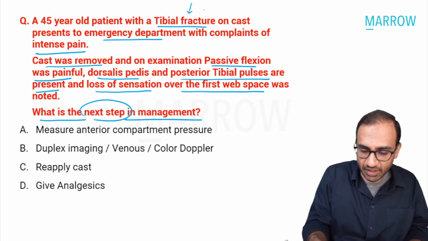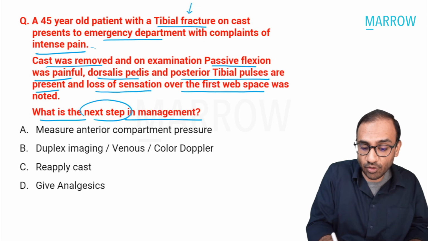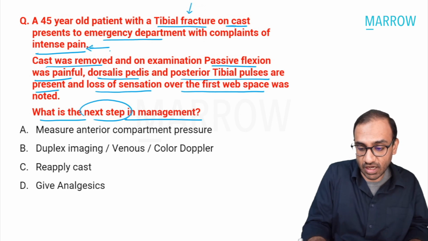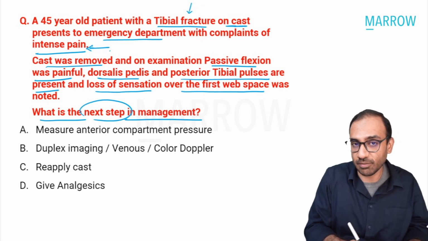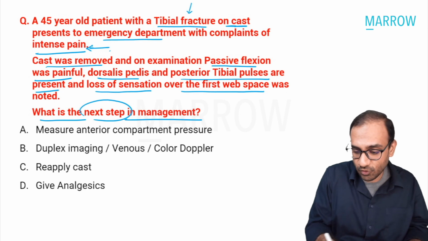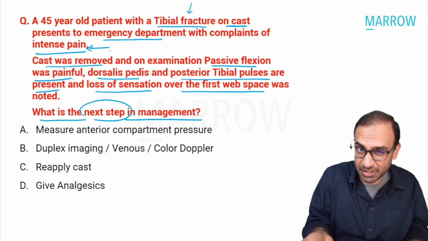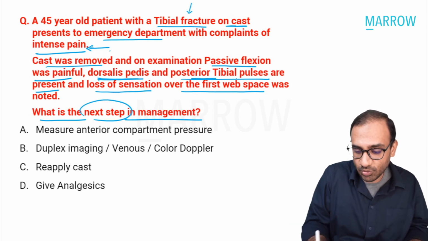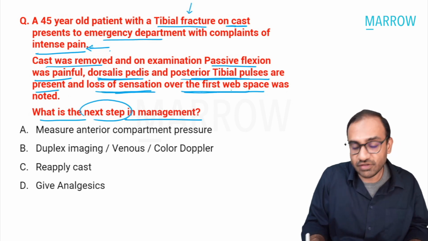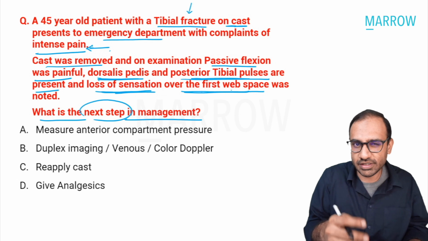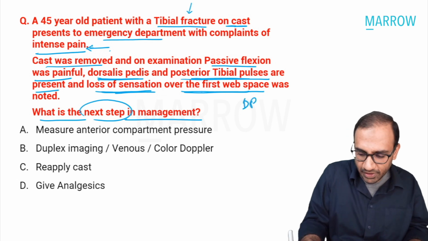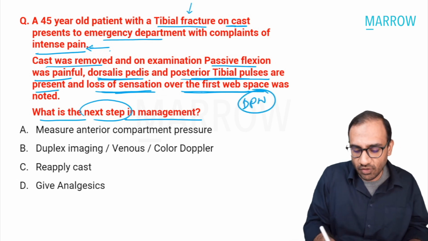There is a tibial fracture and the patient is complaining of intense pain. A cast was applied for that fracture and the patient is still complaining of intense pain. The cast was removed and there is pain on passive flexion. The dorsalis pedis and the posterior tibial pulses are palpable. There is loss of sensation in the first web space of the foot, which is supplied by the deep peroneal nerve, right? You remember that? Deep peroneal nerve. What is the next step in management?